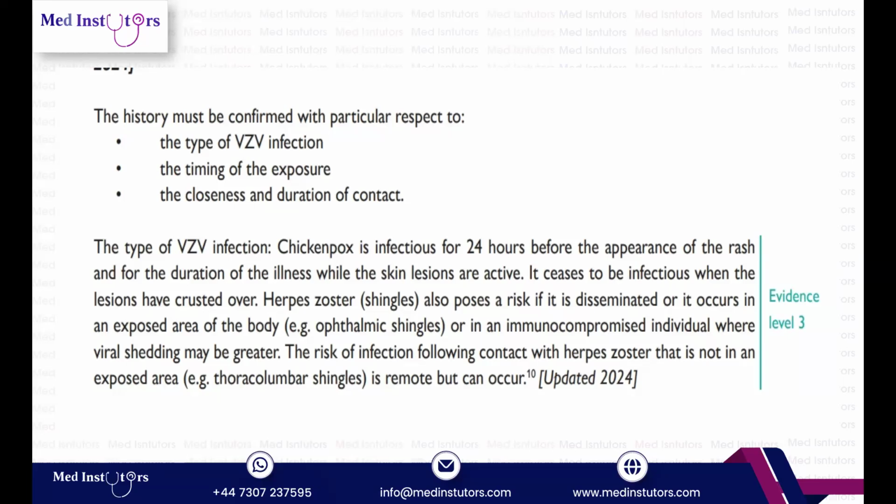Here, in exam, a tricky question also comes across. A pregnant woman has been exposed to shingles of the thoracolumbar region, but it is of the husband. So tell me whether she is at high risk or low risk for contracting chickenpox in pregnancy. Please comment in the chat box. If a pregnant woman is exposed to thoracolumbar shingles, but the shingles is of her husband, is she at high risk or low risk for contracting the disease?